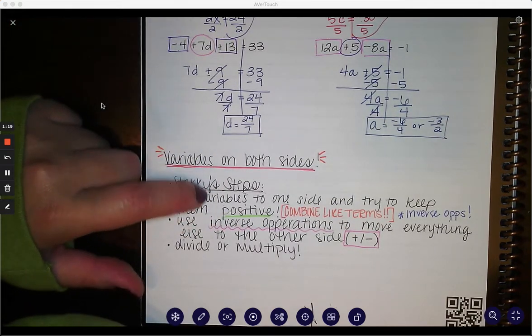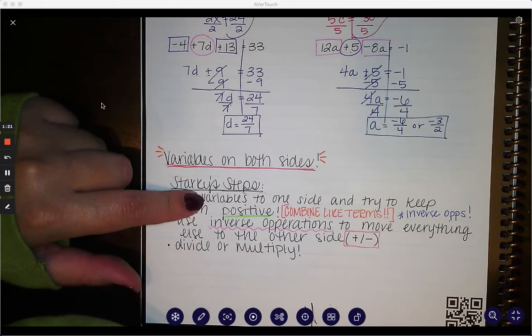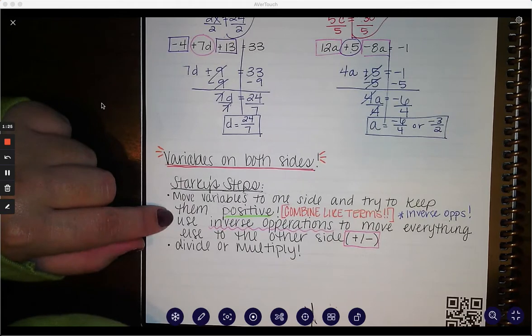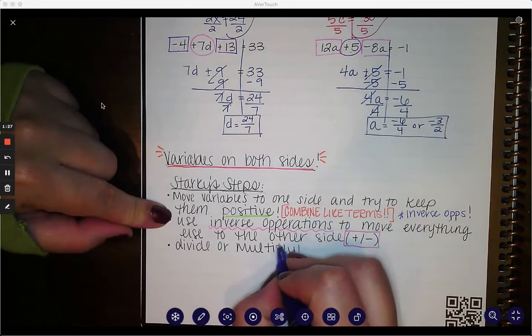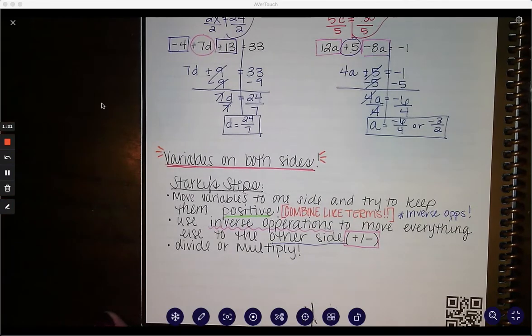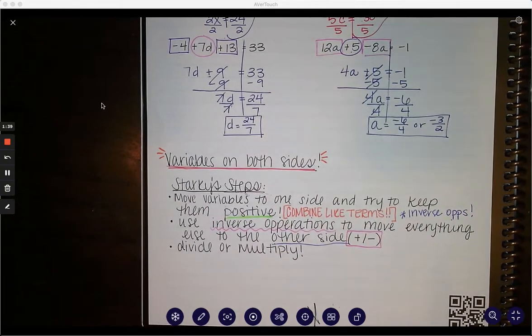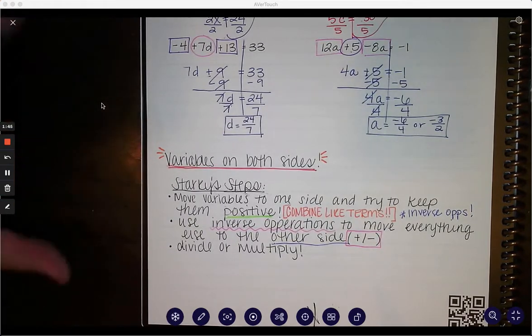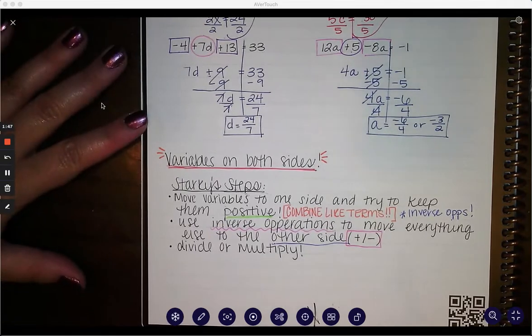But after I move my variable to one side, we use those inverse operations to move everything else to the other side, like the complete other side. So if I move my variables to the left side, I have to kick everything else to the right side of the equal sign, or vice versa. And then once I do that, I multiply or divide by whatever number is in front of the variable, whatever that coefficient is. All right.